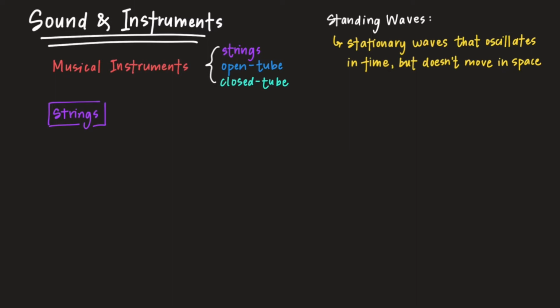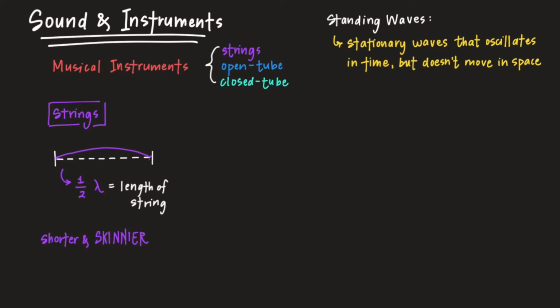Strings are very special because it's really easy for us to visualize what happens with a string when it's plucked. When we pluck a string, that string oscillates back and forth and back and forth, but it's not really moving anywhere in space, right? It's not traveling forwards or backwards. It's just bouncing back and forth on the string. And you notice we still have that wave shape there with our string, in that the length of the string is actually half of a wavelength. So that means the shorter and the skinnier the string is, the higher the frequency, right?